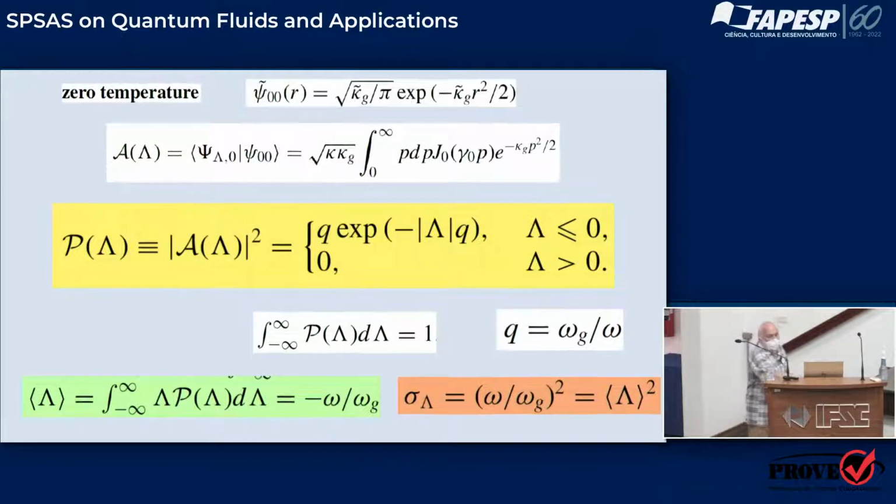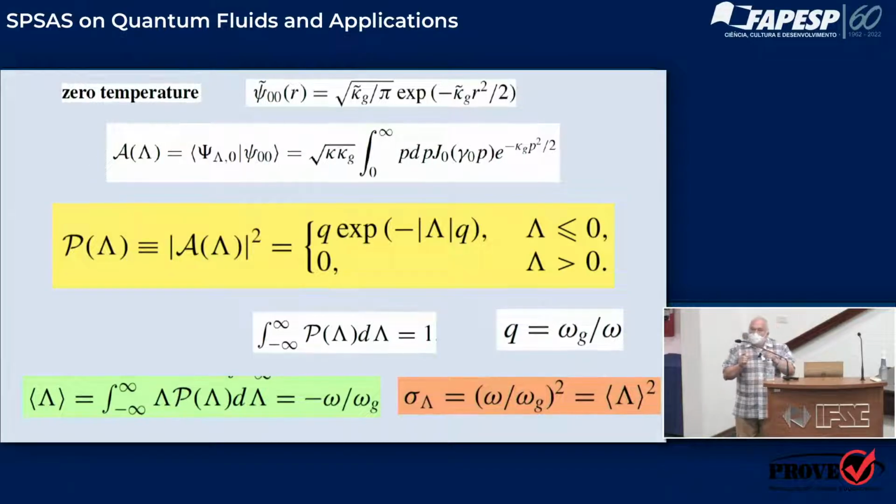The integral is very simple, and the result is interesting: this will be an exponential distribution. But an exponential distribution only on one side. When lambda is negative, this is exponential. When lambda is positive, it will be exactly zero. And this shows us great magnetism at zero temperature.